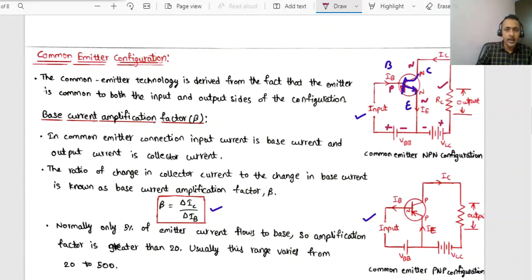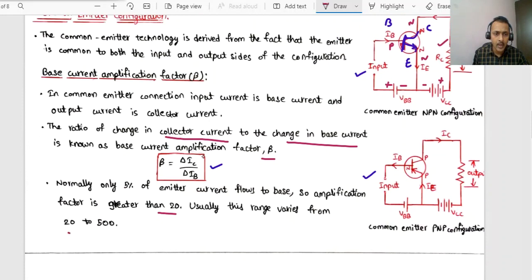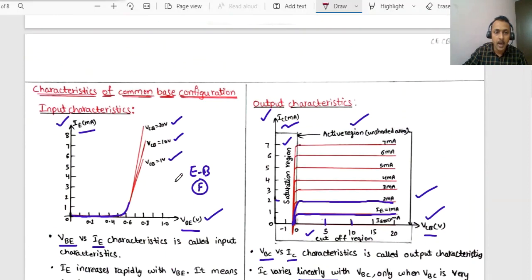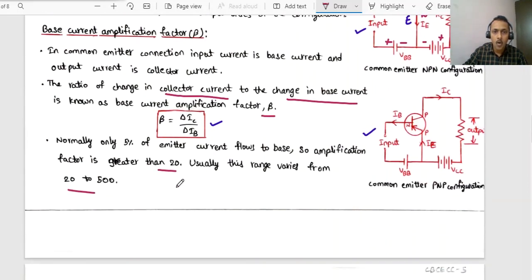Here the current amplification factor beta is defined as the ratio of change in collector current to the change in base current, so delta IC by delta IB gives you the value of beta. Normally some 5% of the emitter current flows to the base, so the amplification factor will be greater than 20, and usually this value changes from 20 to 500. This value is very high, whereas in the previous case, alpha lies in between 0.9 to 0.99 in common base configuration. But beta lies in between 20 to 500.